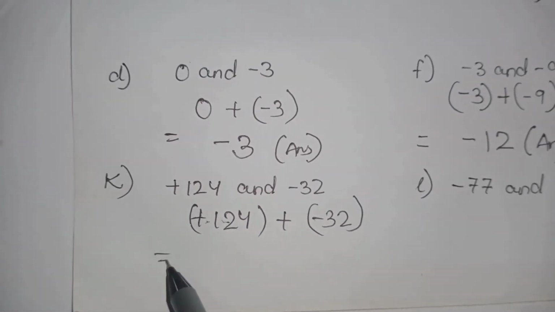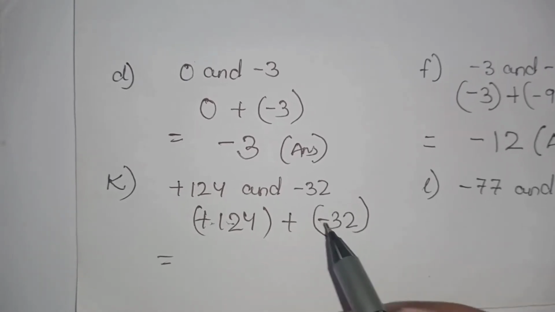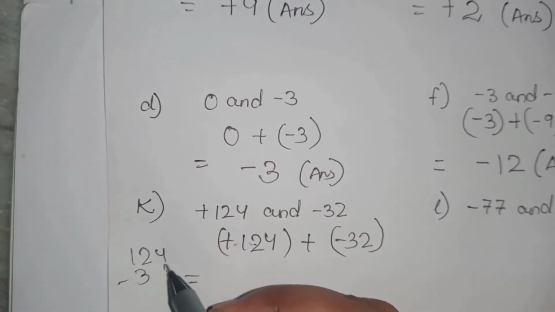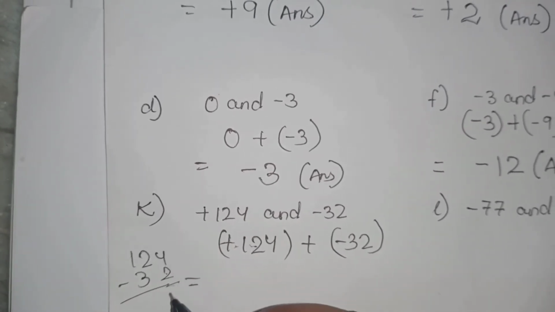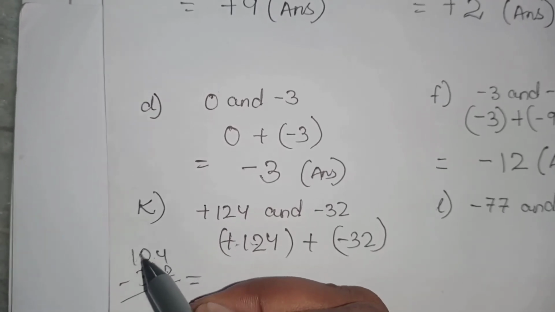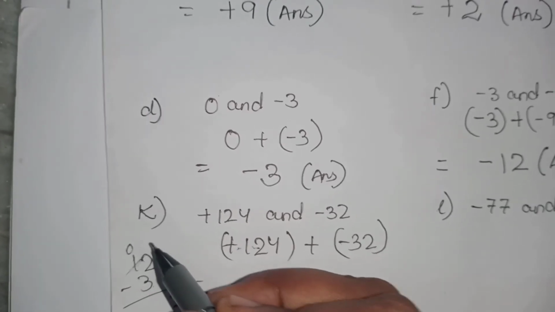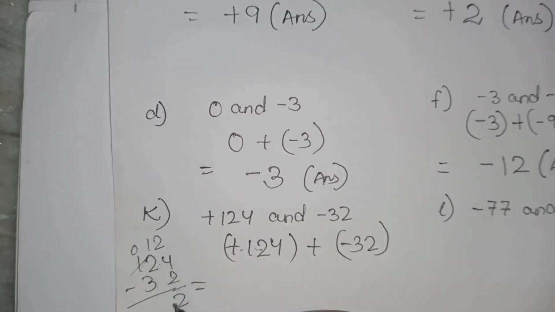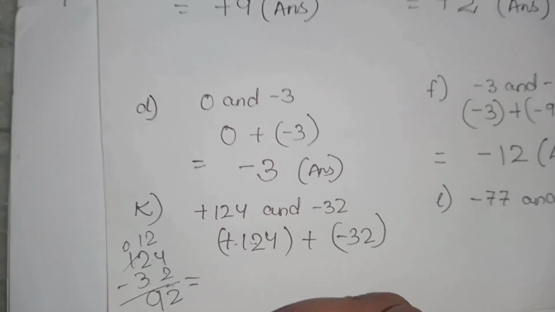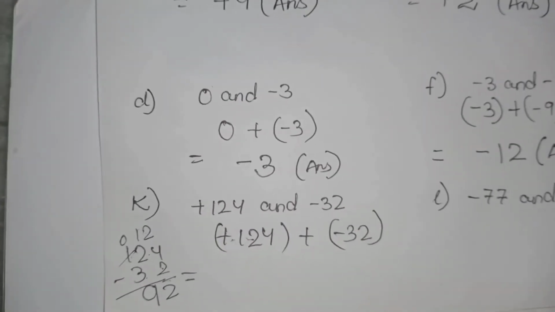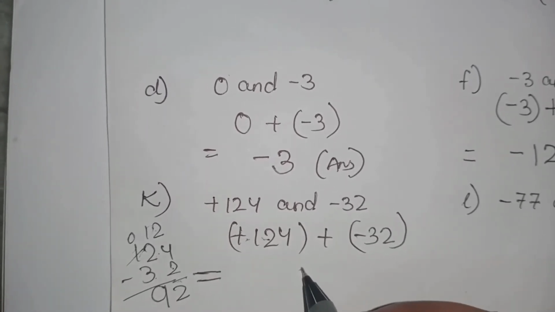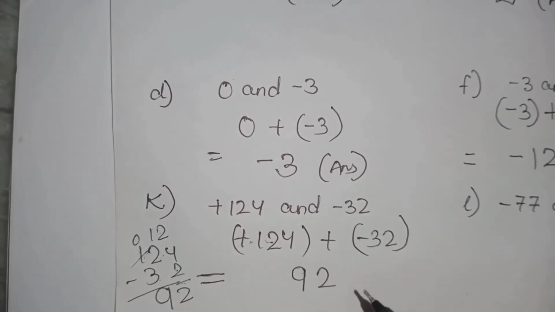I have already told you what you have to do. We have to subtract 124 minus 32. So separately you can subtract. That 124 minus 32 will be how much? 4 minus 2 is 2. From 2 we cannot subtract 3, so 2 will take borrowing from this 1. 1 will become 0 and 2 will become 12. So from 12 when we subtract 3, it will become 9. So how much is it? 92.